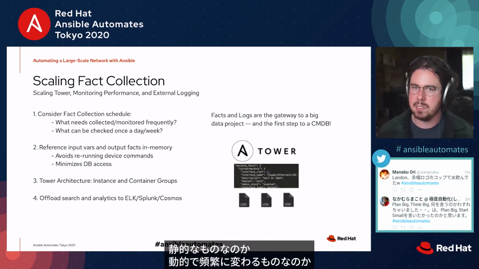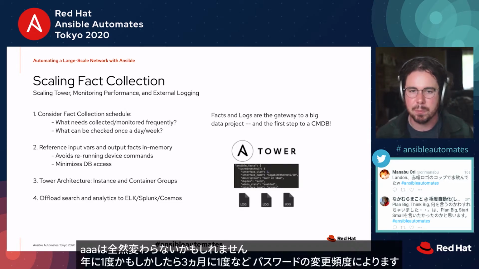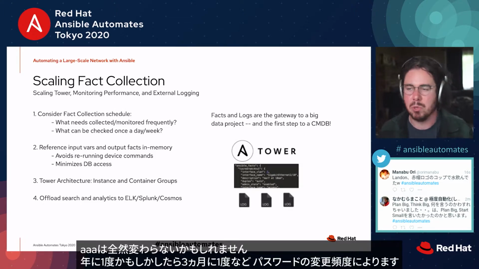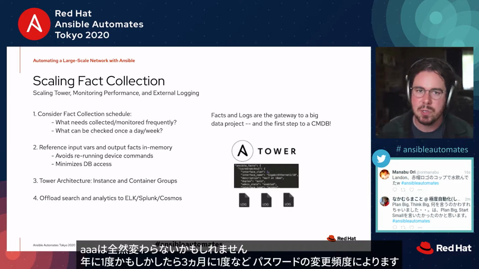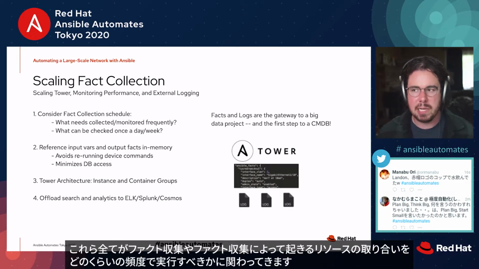Or I often look at how often fact collection actually needs to happen. Is it something that's static or is it something that's dynamic and often changing? Things like AAA or interfaces, two very different things. AAA may change once a year, perhaps once a quarter, depending on password rotations. Or you could have things like interfaces that may be changing daily or hourly, depending on what your environment is doing. So all of these will play into how often you need to run fact collection and the resource contention that fact collection will cause.